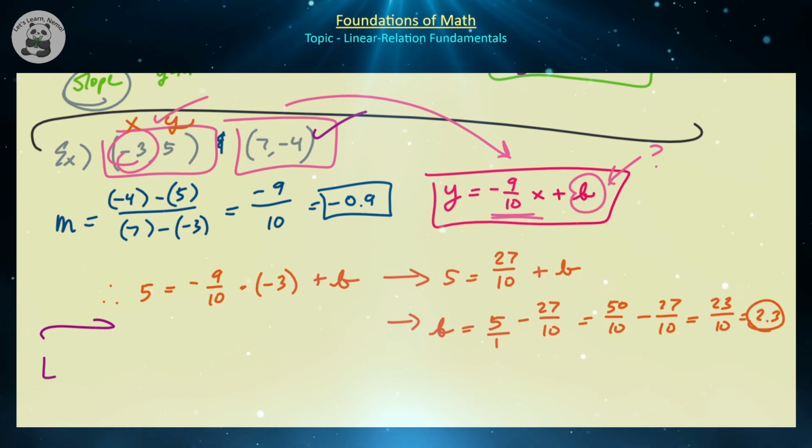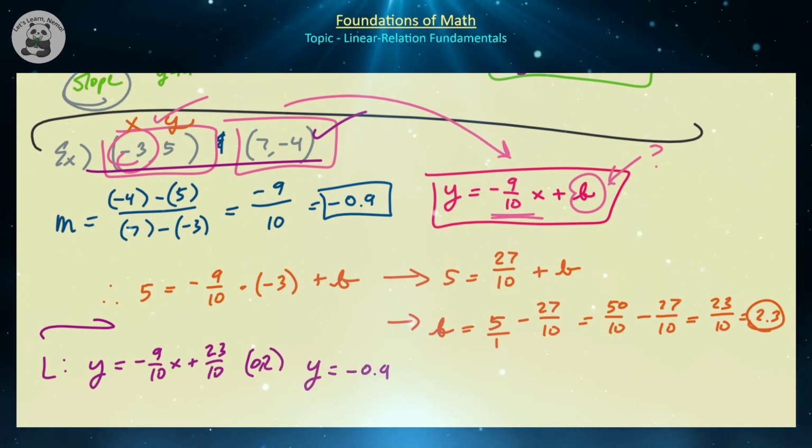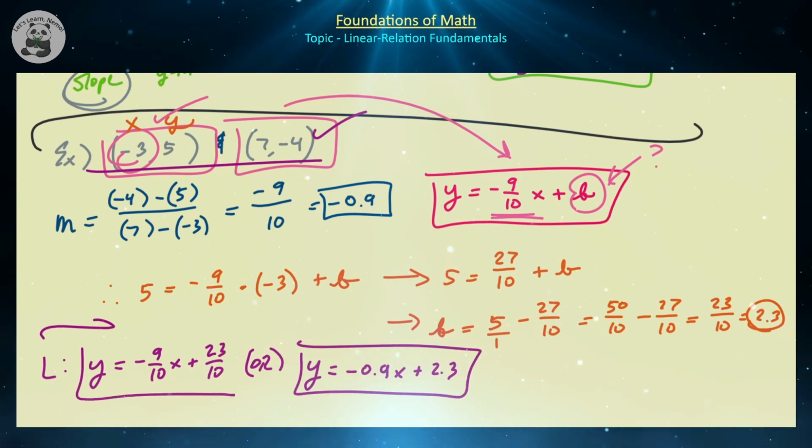Therefore, the equation of the line that passes through these 2 points is y is equal to -9/10 x plus 23 tenths, or you can write this as a decimal as y is equal to -0.9x plus 2.3. Either one will give you the exact same output values.